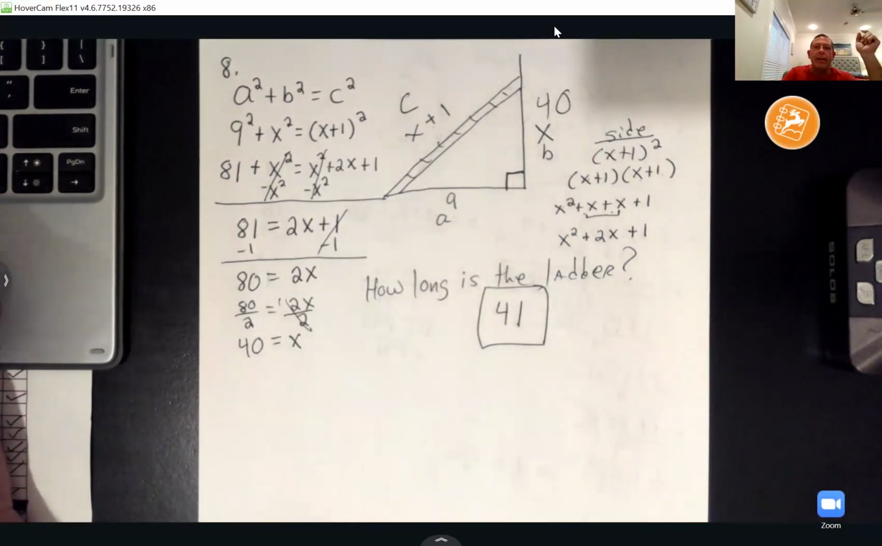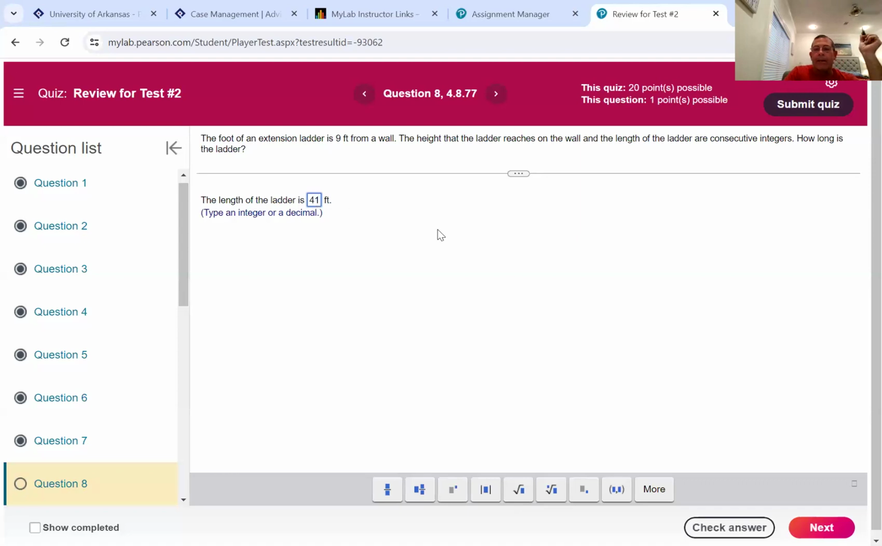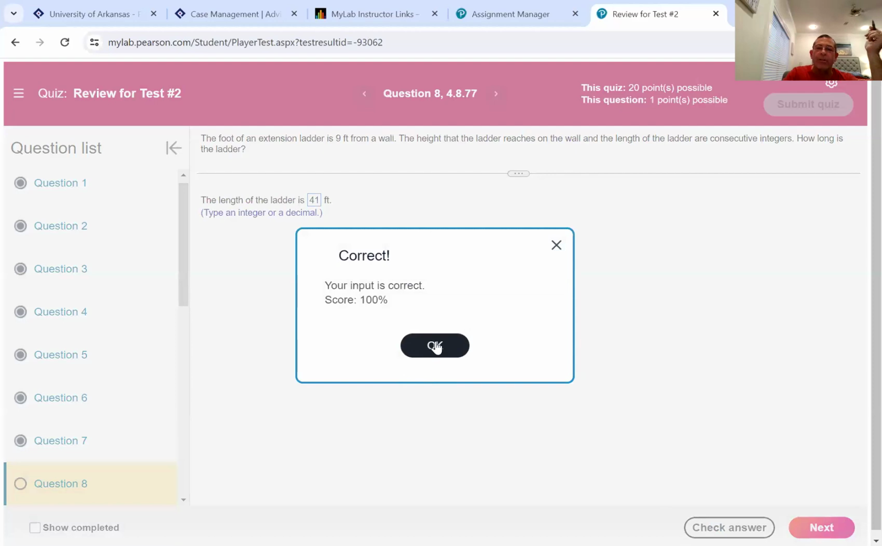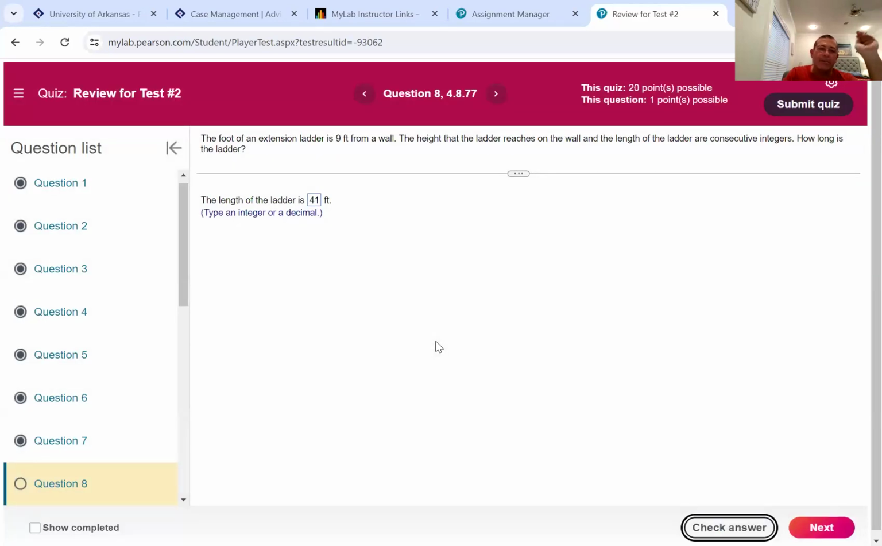All right, so let's go put that in there for number 8. So my ladder was 41. And so you can check these on my end. And there you go. They want you to just not worry about the x, add that 1 and get me a ladder, okay?